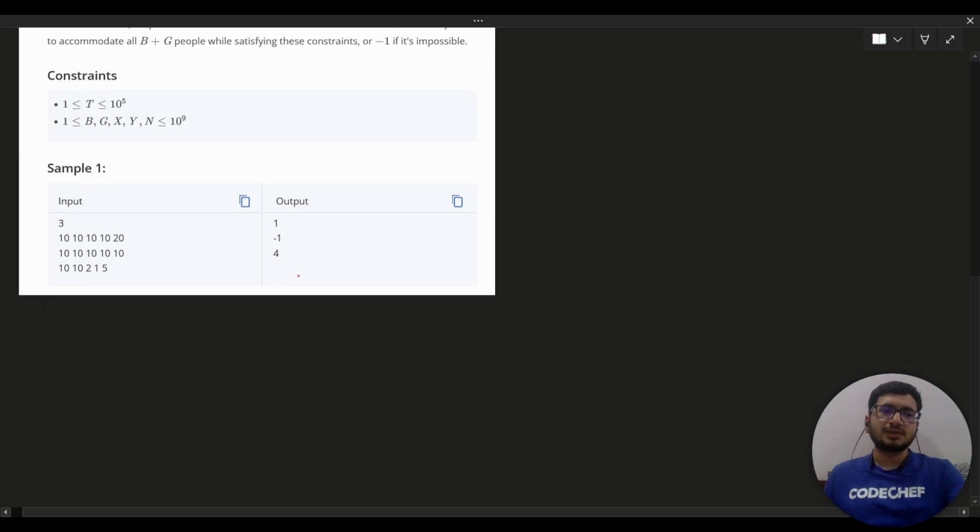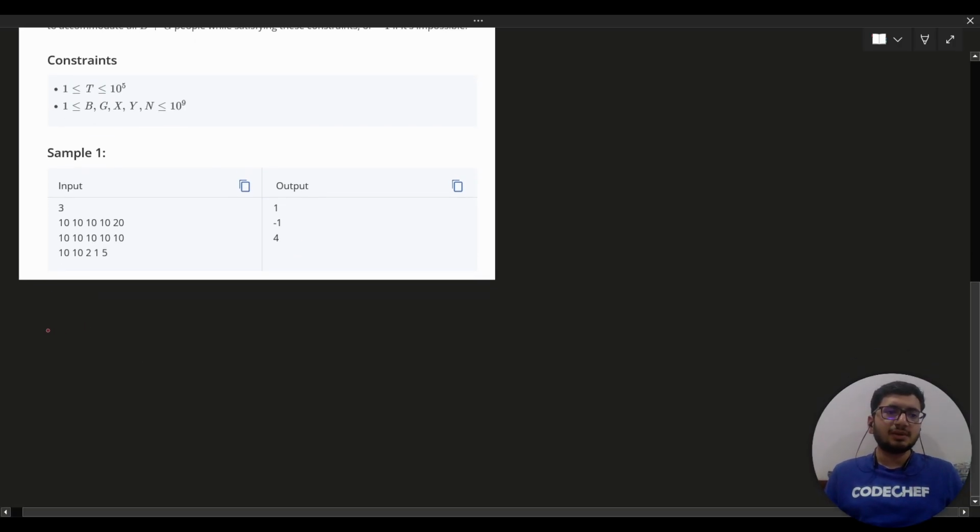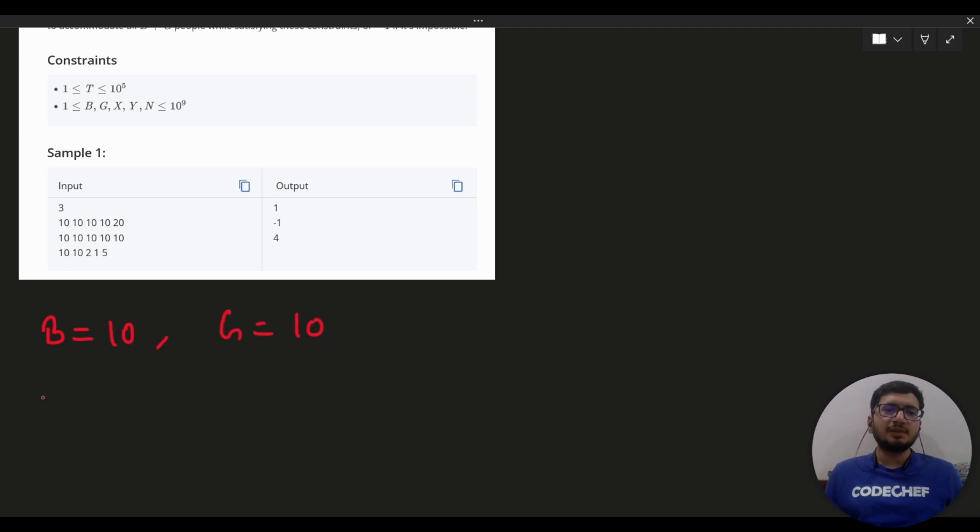Let's see some sample inputs. So for the first sample input, the count of boys is 10, the count of girls is also 10. The minimum or the lower bound for boys is 10, and the same is for girls. And the upper bound, that is n, is 20 here. What we can do is, in a single room, we can keep 10 boys and 10 girls. With this, we'll satisfy both the x and y condition as well as the n condition. Therefore, the answer here is 1.